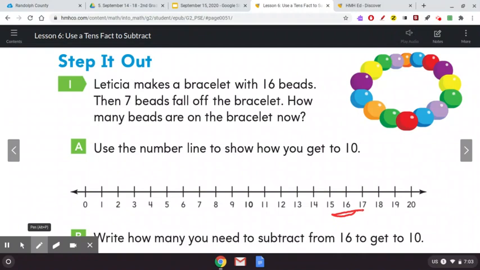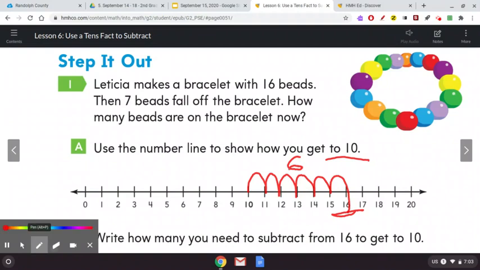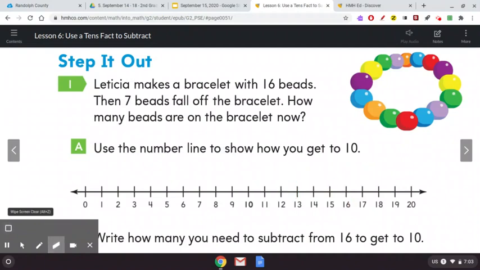Well, first, let's get to 10 from 16. So we're going to go 1, 2, 3, 4, 5, 6 hops. I'm going to write 6 above it so I remember how many hops that was. So go ahead and write that down. And remember, you can pause the video whenever you need to. Okay, so we got to 10.